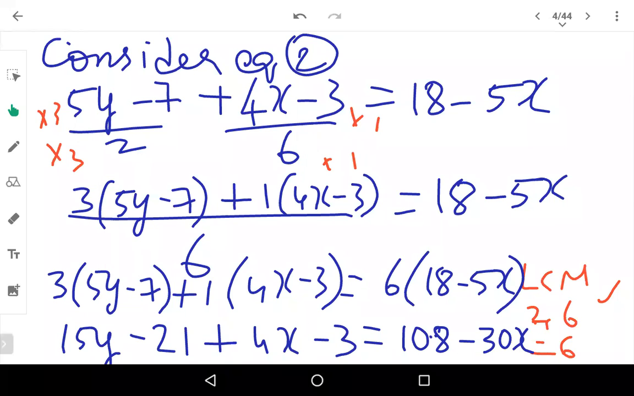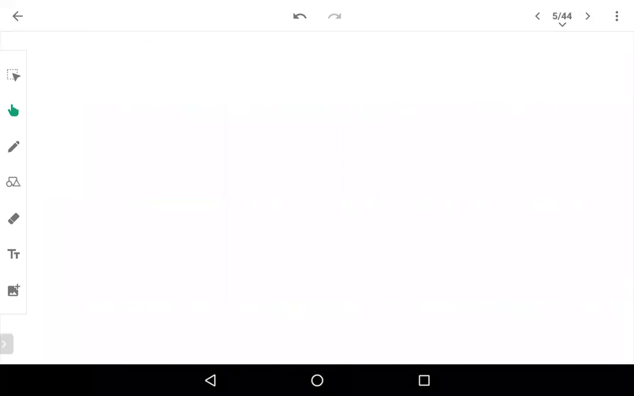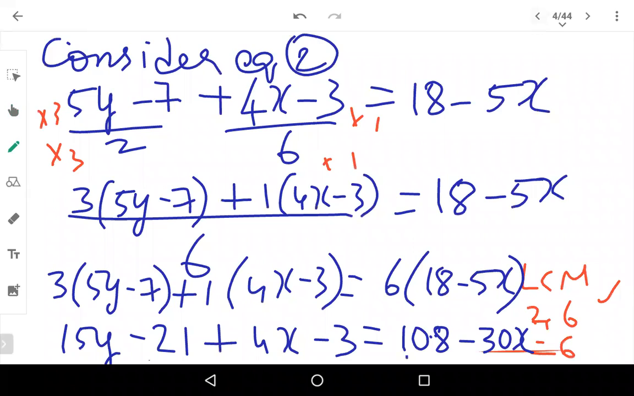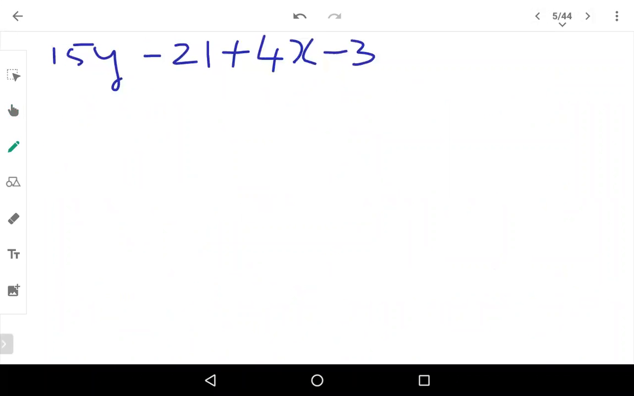Okay, so let us go to the next page here. So what all did we get? 15y minus 21 plus 4x minus 3. Now I'm getting that 108. Okay, is this correct? Yeah, I'm gonna get that 108 and 30x to the other side. So what will happen? Minus 108 plus 30x is equal to 0.